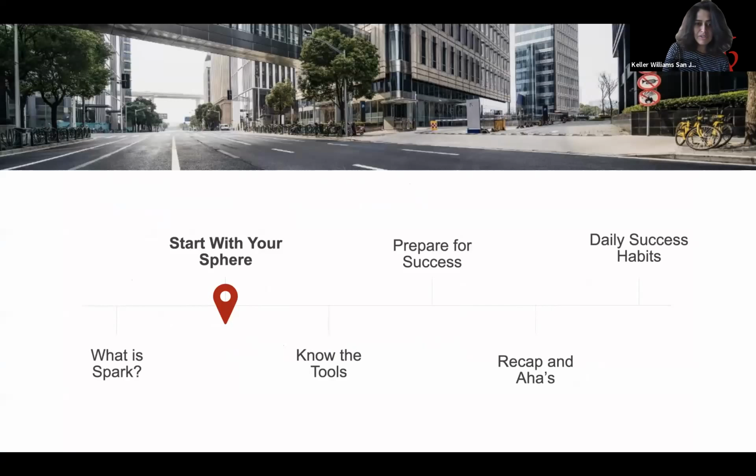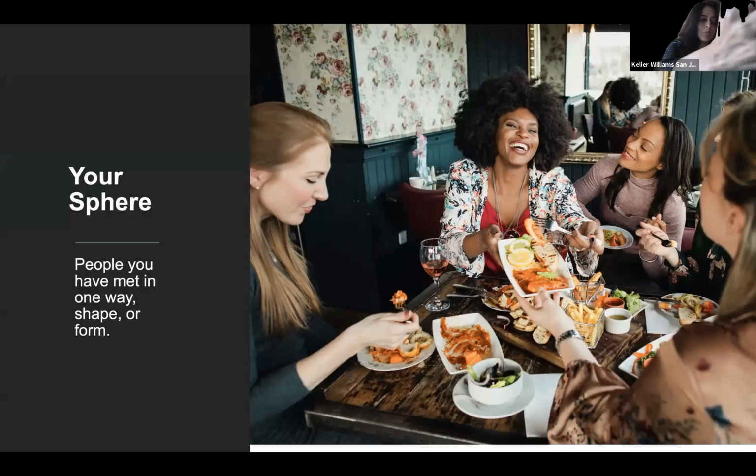All right. We start with our sphere. So that's right there on the phone. So sphere is somebody that we have met. It makes sense to start with our sphere of influence because those are people that know us, that we know. And would you agree that people always want to work with you because they like you? Yes.